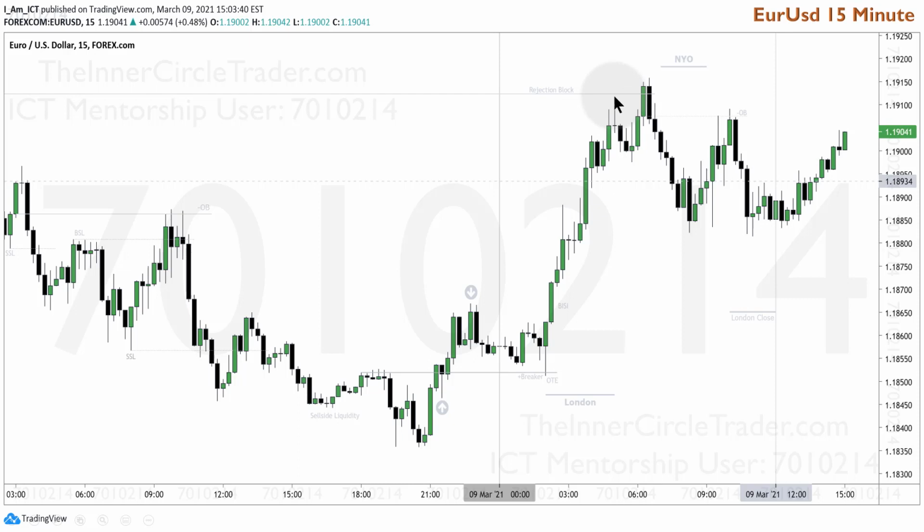Reaches up into a rejection block, and you'll have to go back over here on the left side of your chart to find out what that rejection block is. New York open kill zone just has a retracement back up into a bearish order block. Trades down to rejection block, which is the lowest closing price here. Small little fair value gap, but there's a lot of wicks in here.